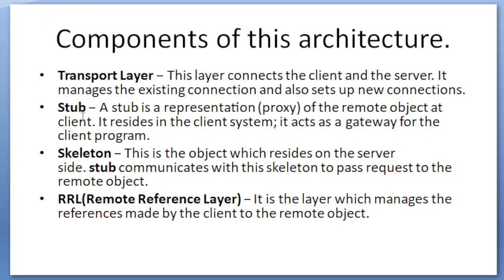Here I have given the explanation. Stub is a representation of the remote object at the client. It resides in the client system. It acts as a gateway for the client program. Actually, what is the purpose of stub? To act as a gateway for the client program.